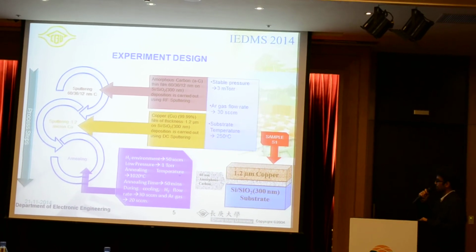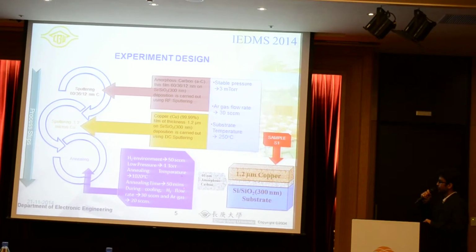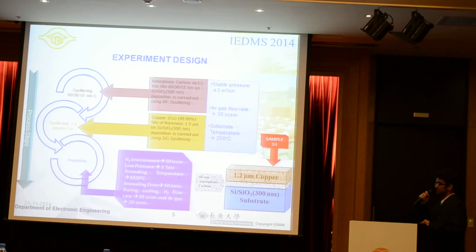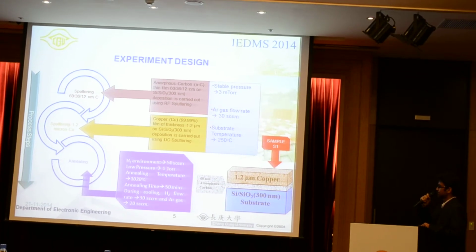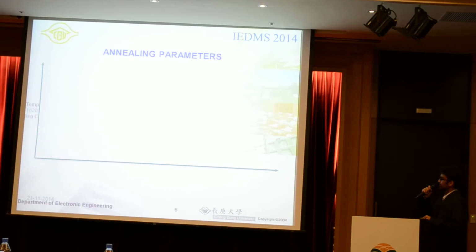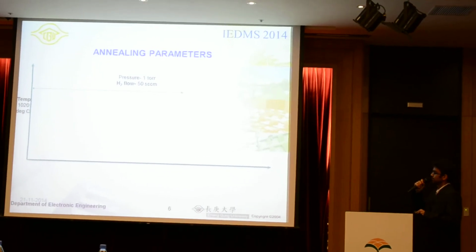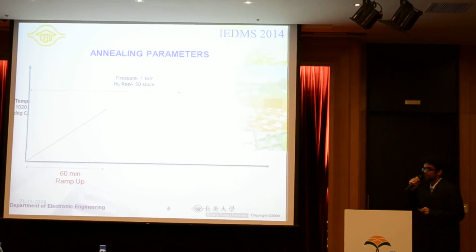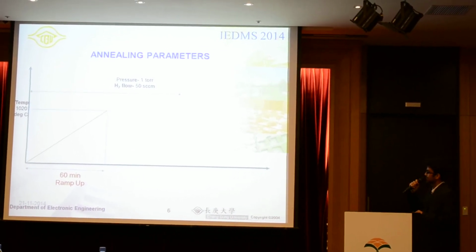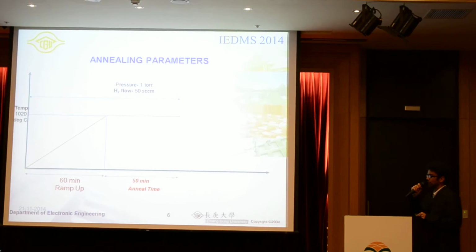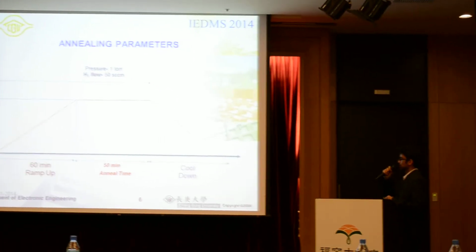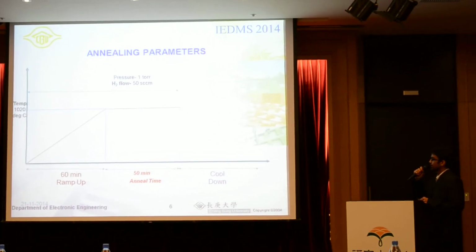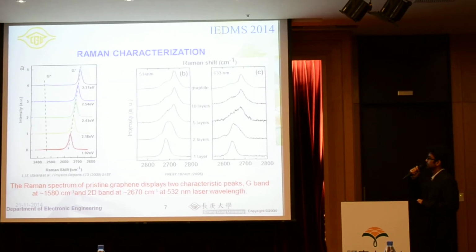The most important parameter here is that we anneal for 50 minutes at 1020 degrees Celsius, and the hydrogen flow is 50 SCCM. As you can see, the pressure is maintained at 1 torr and hydrogen flow 50 SCCM. First we ramp up for 60 minutes up to 1020 degrees Celsius, then we have a constant anneal time of 50 minutes, and then we cool down. These are the annealing parameters, and finally after that we get the Raman characterization.